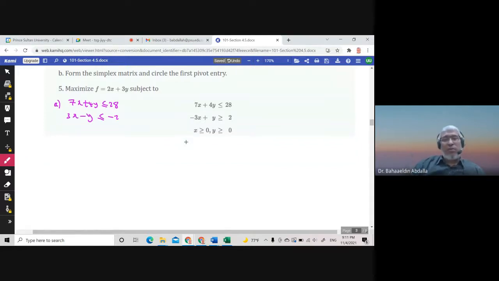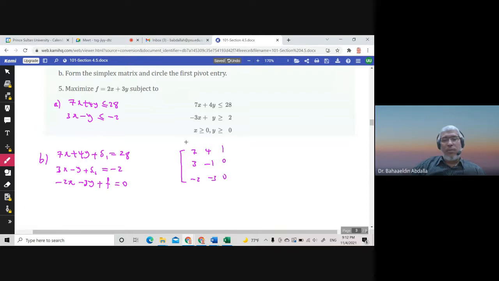So let me introduce the slack variables, and rewrite the objective function. And now I can write the initial Simplex matrix, with F and the right-hand side. So I put this line. This is the initial Simplex matrix.